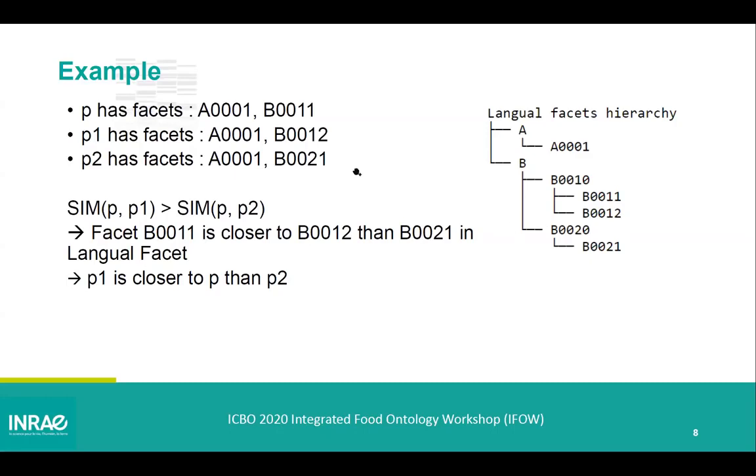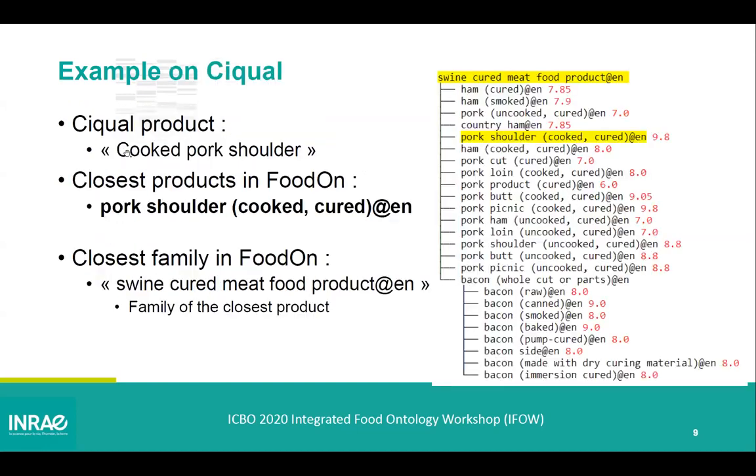Here, it is a complete example. What we want to do is to find correspondences in FoodOn for the SQL product, the cooked pork shoulder. Therefore, here I presented on the right part of the screen an excerpt of FoodOn hierarchy. And we have in red the similarity score associated with the different terms of FoodOn. And you see here that the greatest score is for pork shoulder cooked cured. And after, we determine the closest family in FoodOn as being the family of the closest product.